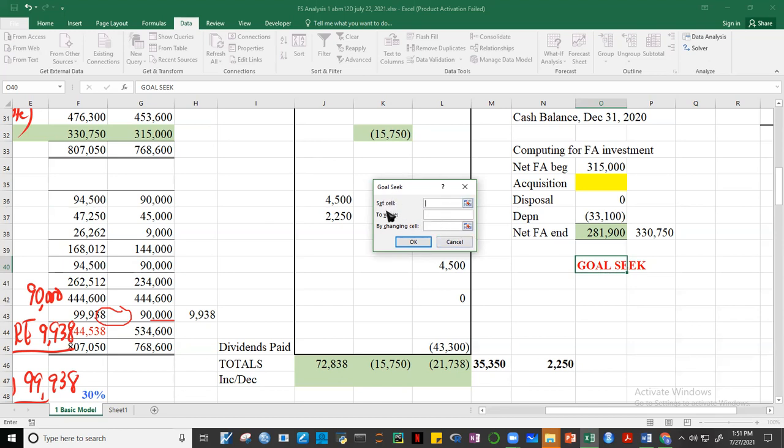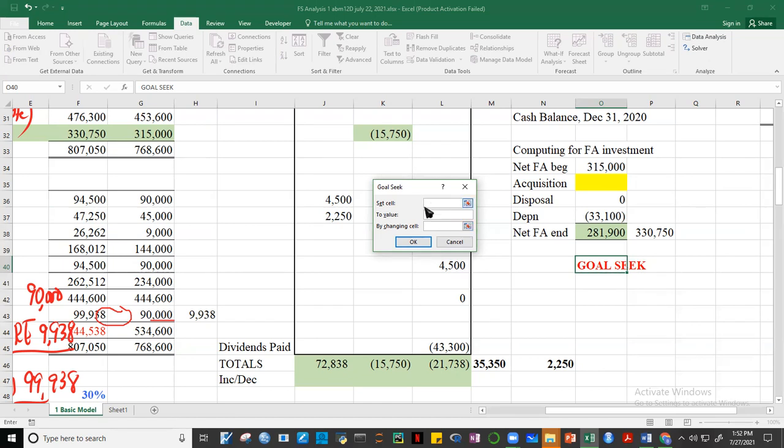So we have 3 parameters here. Set cell to what value by changing cell. Set cell to what value? To value. Ibig sabihin, dapat alam na natin yung value nito. Kasi nasabi natin, gawin mo nga itong cell na to, gawin mong this amount. So it presupposes that you should know the amount. By changing cell, ito yung hindi natin alam. Ito yung pinapasolve natin. Okay?